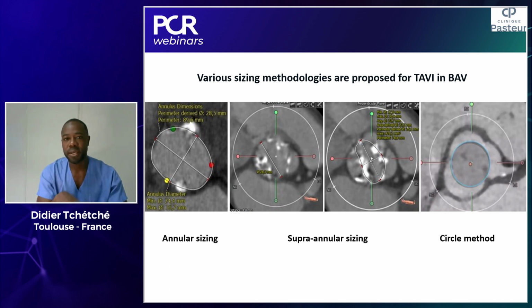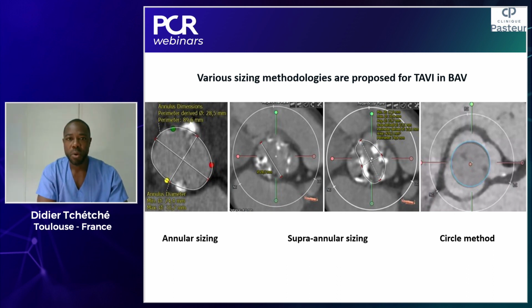So we may size, on the left part of the slide, only on the annular dimensions, but we also can size, in the middle part of the slide, on the supraannular measurements, whether it be a commissural to commissural distance or a supraannular tracing. And we're going to see how we can integrate that.